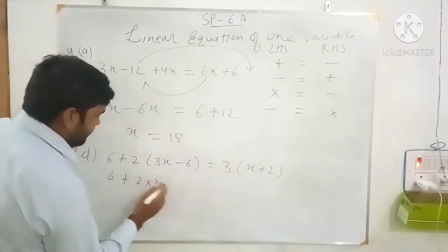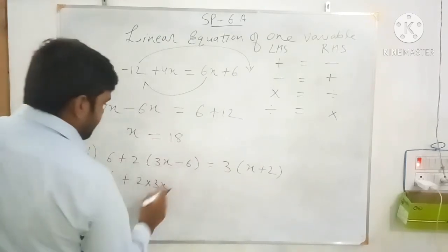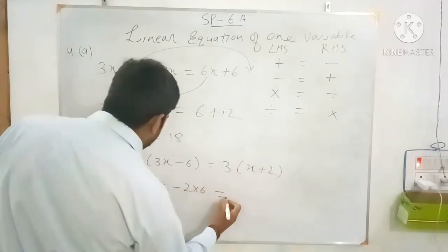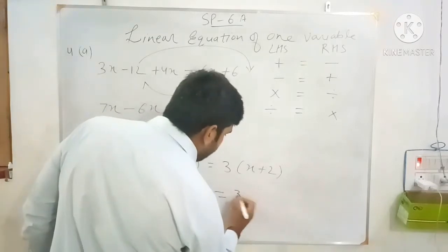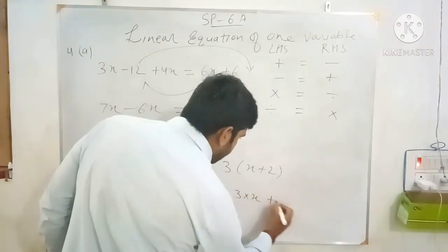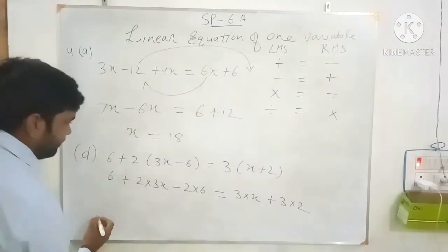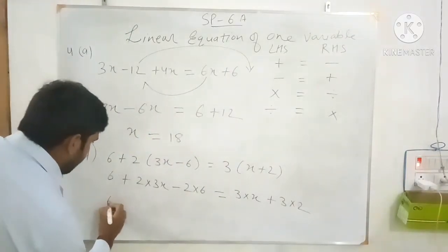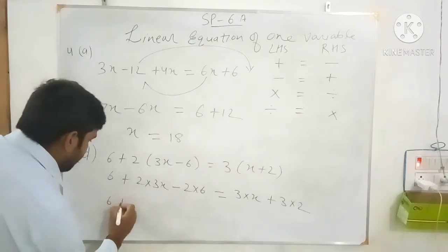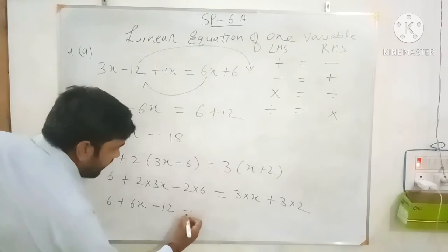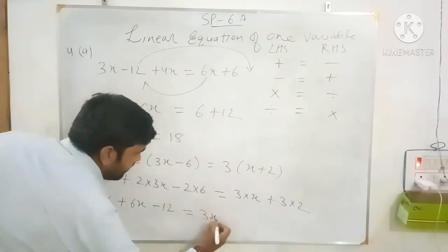Now here you see plus minus and 2 into 6. Here you see 3 into x plus 3 into 2. So here what we got? See 6. Here 2 3s are 6x minus 12. On the right hand side 3 into x, 3x plus 6.